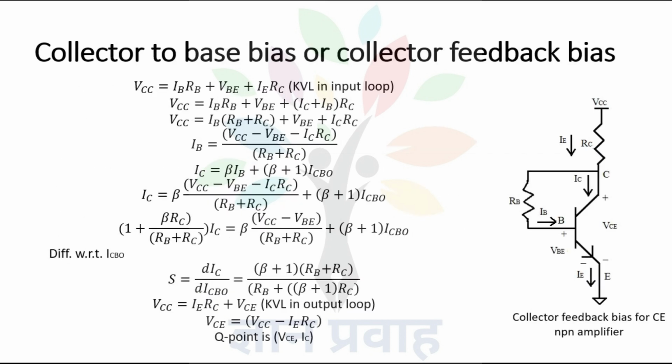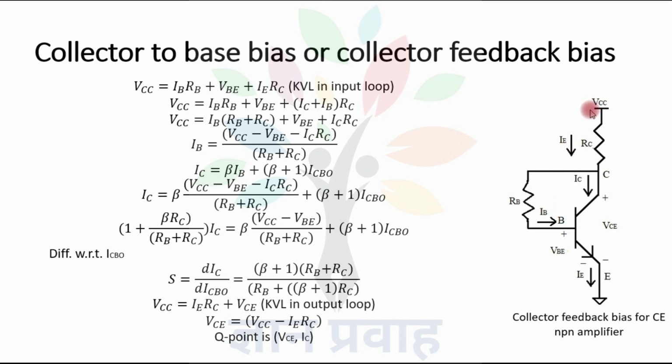Another biasing circuit is collector to base bias, or collector feedback bias. The configuration of this biasing circuit is given here, and we have to find out IC and VCE voltage at the Q point. These points are calculated by applying Kirchhoff's voltage law in the input as well as output loops.